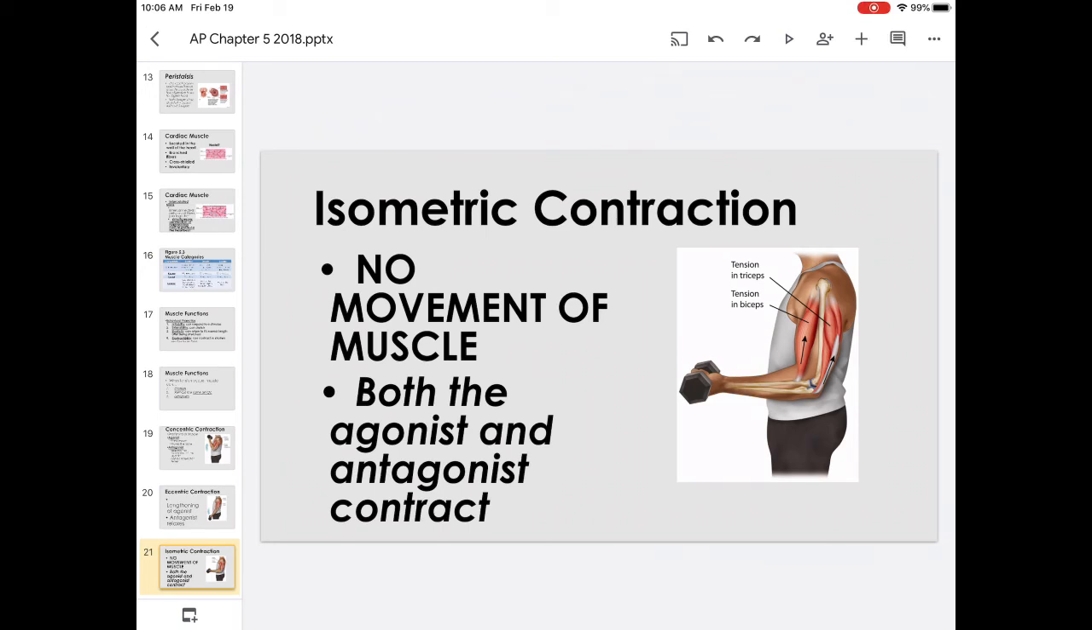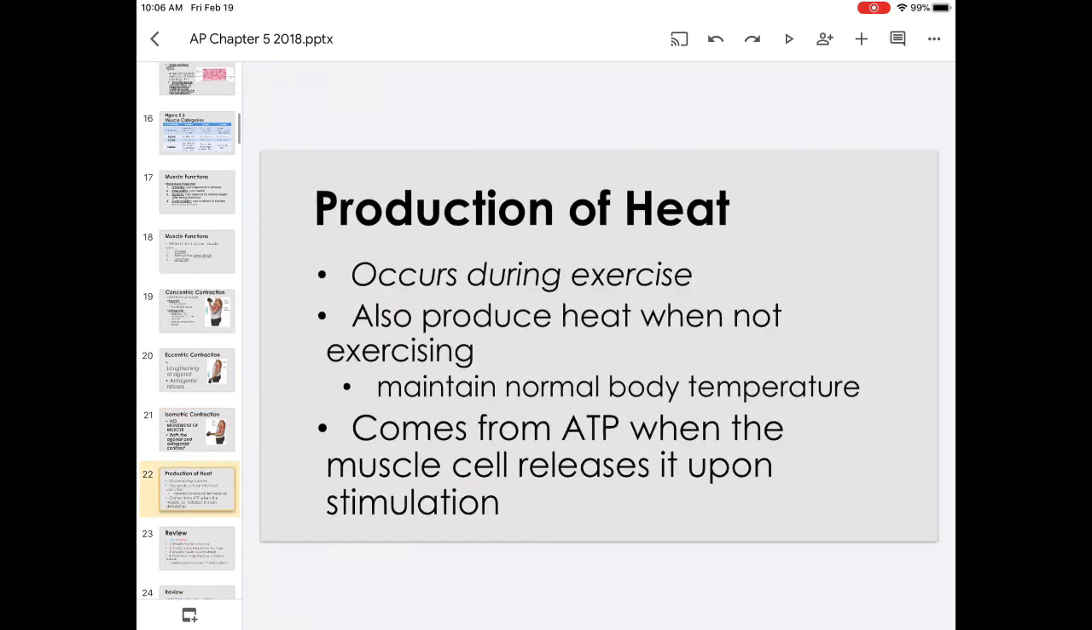And then you have isometric contraction, which is when you have no movement of your muscle. This helps with posture and to stabilize your joints. So there's no change occurring in your agonist or your antagonist. This is like when you flex your muscles and you develop a tension in your triceps and your biceps, but there's no actual movement happening. So this is like when you're holding a weight and you're just holding it. You're not doing any kind of motion.